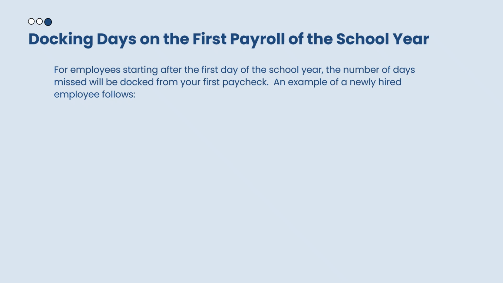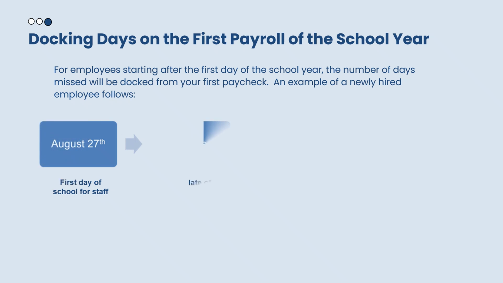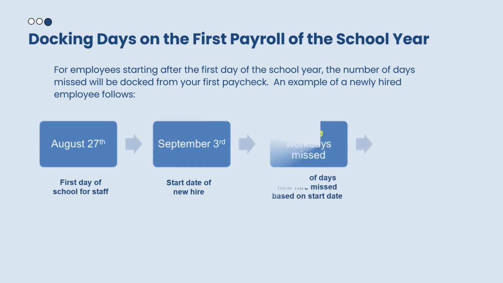For employees starting after the first day of the school year, the number of days missed will be docked from your first paycheck. An example of a newly hired employee follows. The first day of school for staff is August 27th. The start date for the new hire is September 3rd. Therefore, the number of days the new hire has missed, based on their start date, is 3.